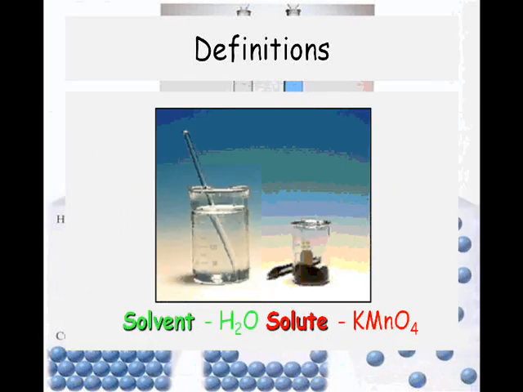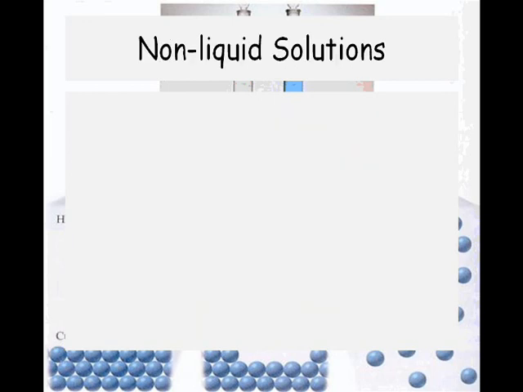Okay, so here's another example. We have water on the left-hand side. We have potassium manganate on the right-hand side. And as you can see, we have a smaller amount of potassium manganate, and the larger amount is water. So that tells you which one is the solvent and which one is the solute.